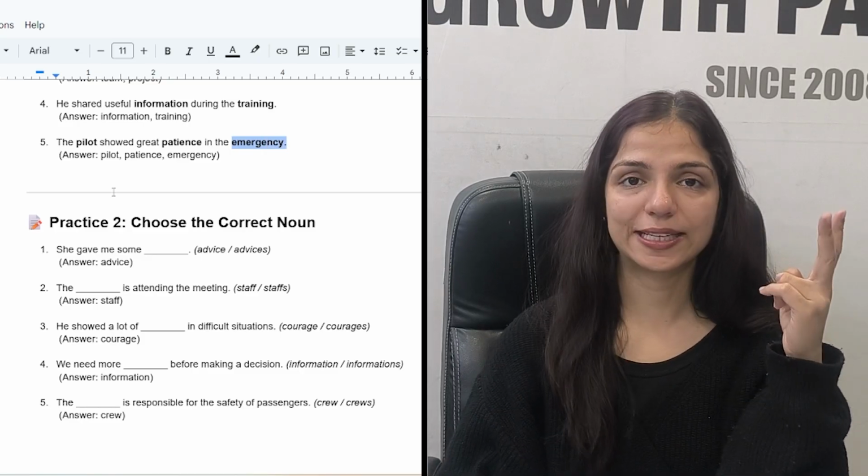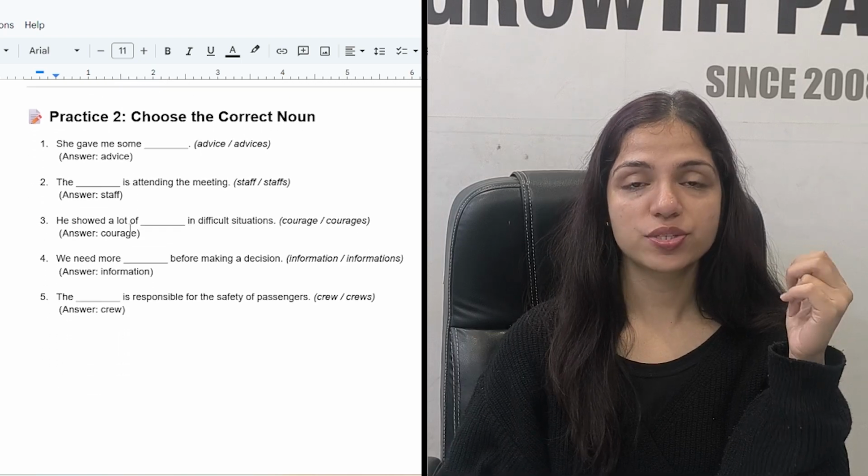Let us move to the second part of the question. Choose the correct noun. This is very important. See, if your foundation is not strong, you cannot hold on to a language at a good pace. So you must understand things might seem easy, but when you practice them, there will be confusions. That's where you need to work and practice more.